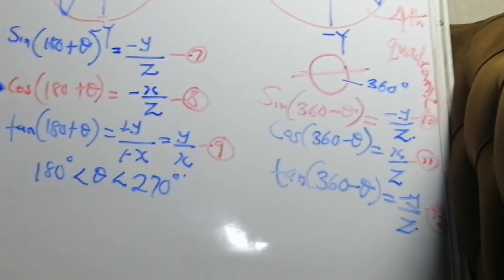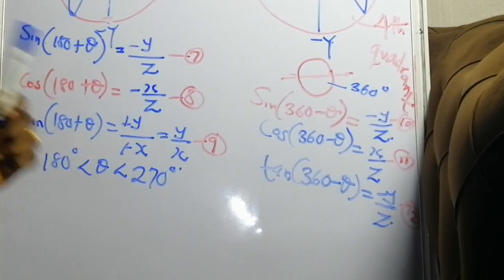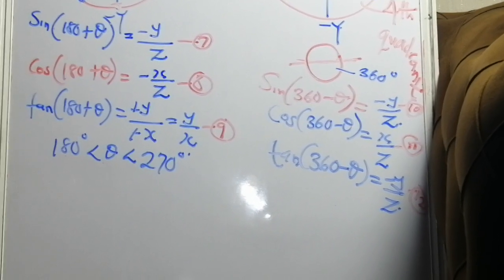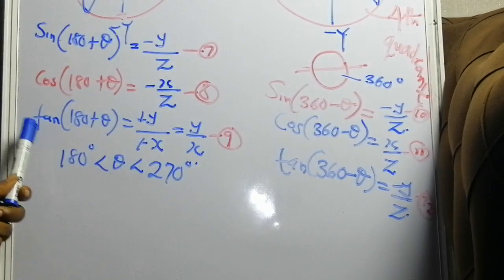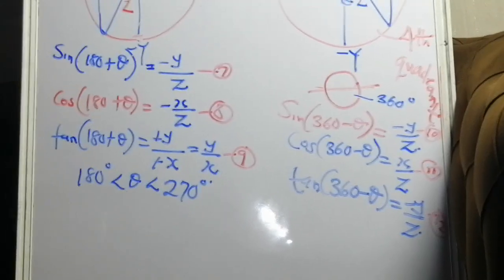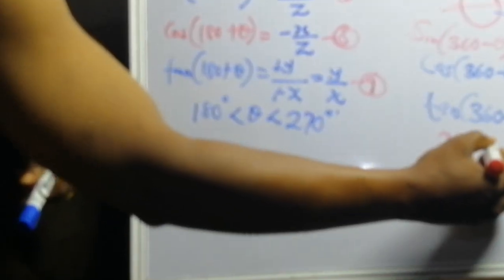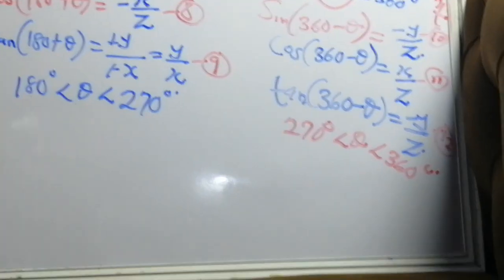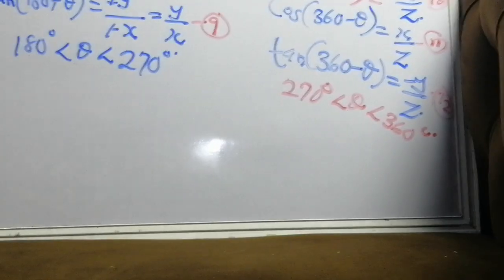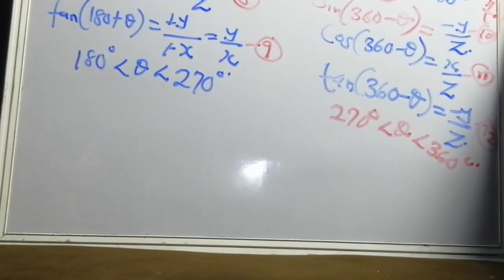That is the meaning of this. The same thing applies. Cos of 180 plus theta is the negative of this, minus x over z. So cos of 180 plus theta is equal to minus cos theta. That is the meaning, and that is how you can relate. So from here, this one is 270 degrees less than theta less than 360 degrees.